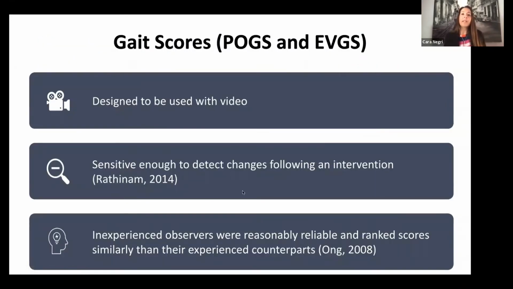I use the POGS and the EVGS, the Prosthetic Observational Gait Score and the Edinburgh Visual Gait Score. The reason I use these is because they were designed to be used with video. For that reason, in our clinic, we can take the video and then score it later. We don't have to take up time with the patient in the room. We can just go back and score the video after, which is what I would recommend, number one. And number two, it saves the patient a lot of time.